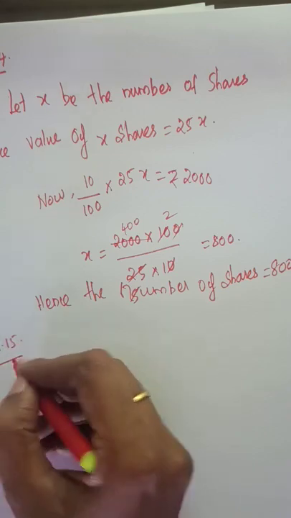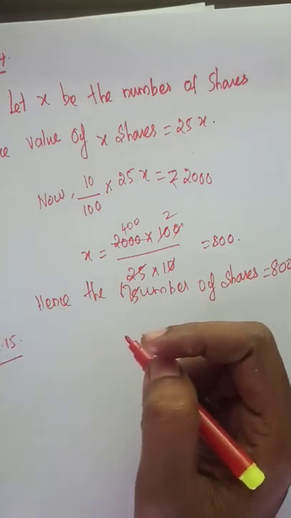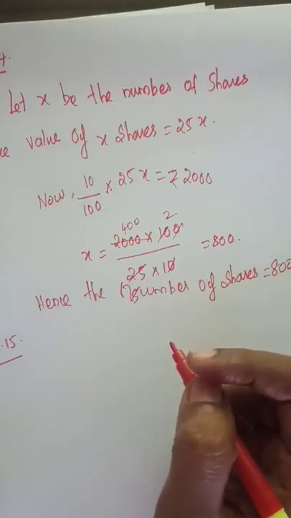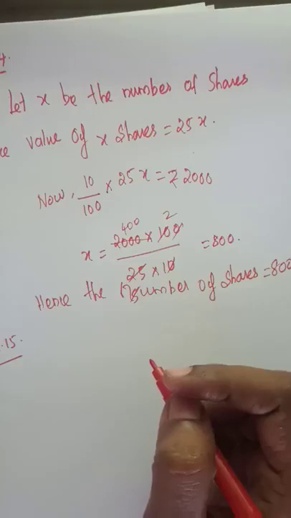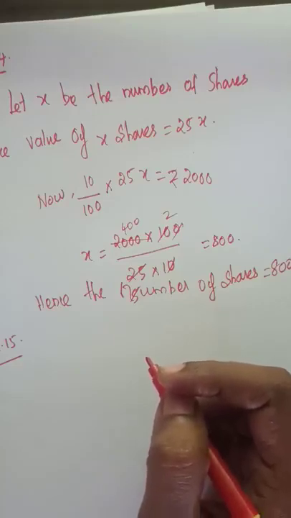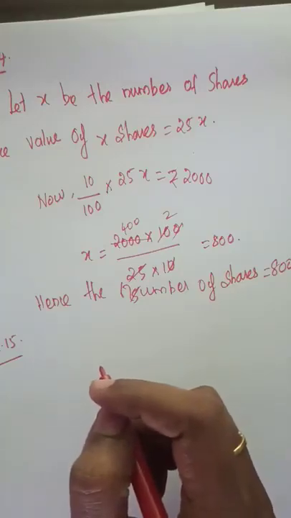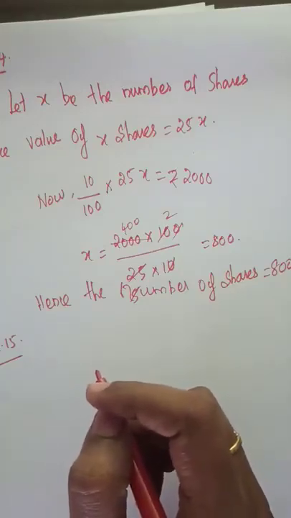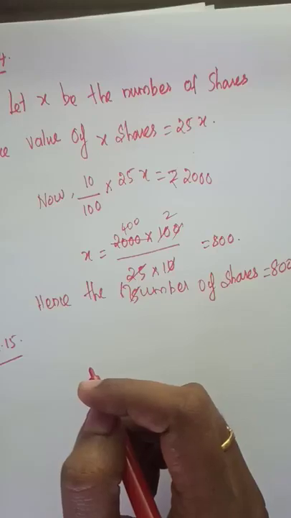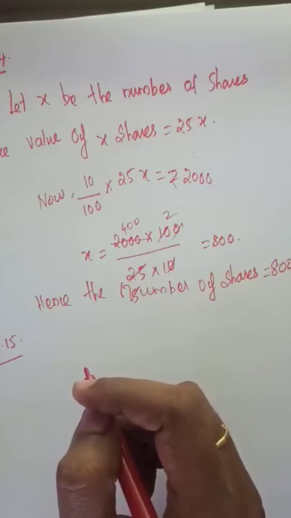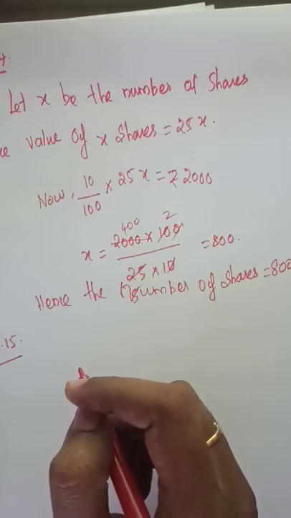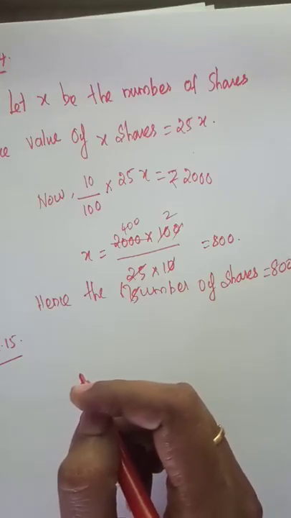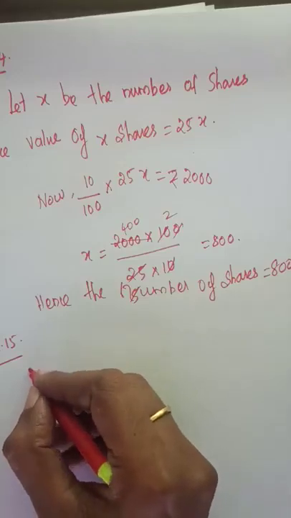Example 7.5. Find the number of shares which will give an annual income of rupees 3600 from 12% stock of face value rupees 100. So here also we need to find the number of shares. So what will you do? Let x be the number of shares.